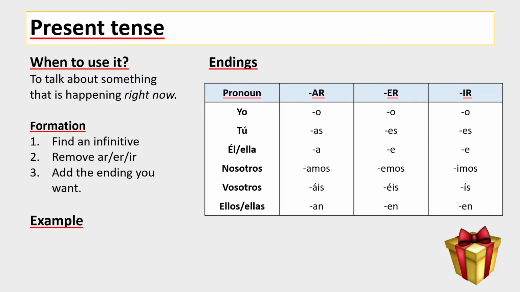Let's look at an example. We have here the infinitive hablar, which means to speak. What am I going to do first? Well, I found my infinitive, so that's step 1 ticked. Step 2, I'm going to remove AR and ER, or IR, in this case it's just AR, so I'm left with habla. And step 3, I need to add the ending I want. I want to say I speak, so I need to go to my AR column, look at yo because that's I, and I need to add O, so it's going to change from hablar to hablo.